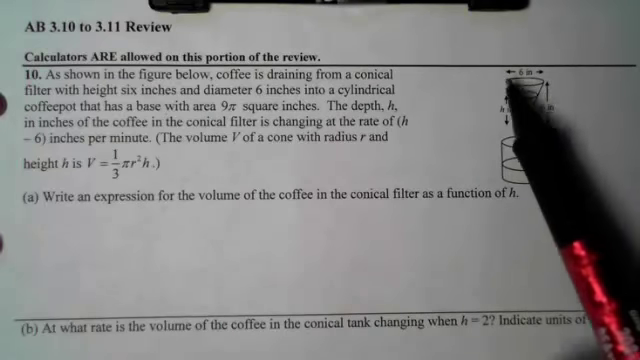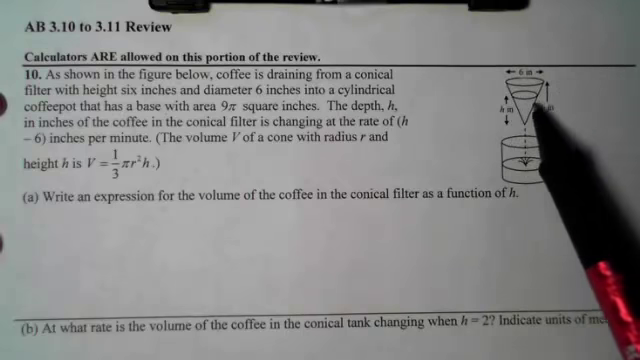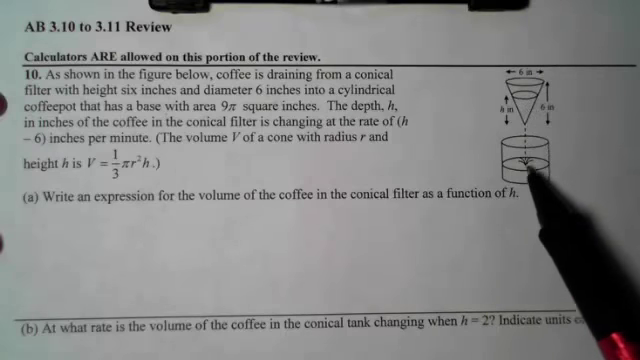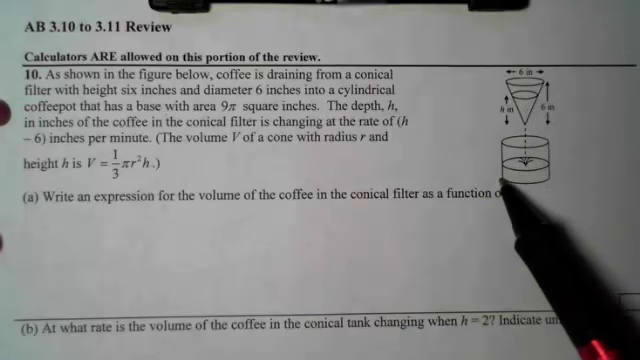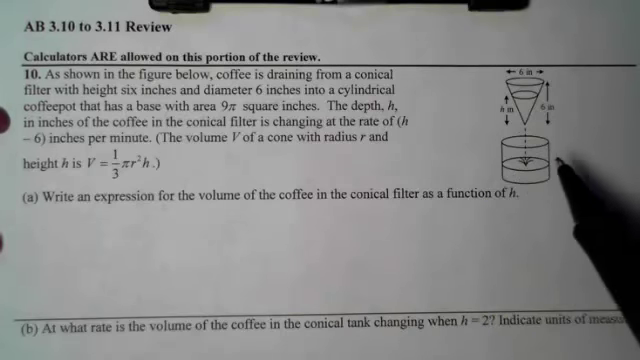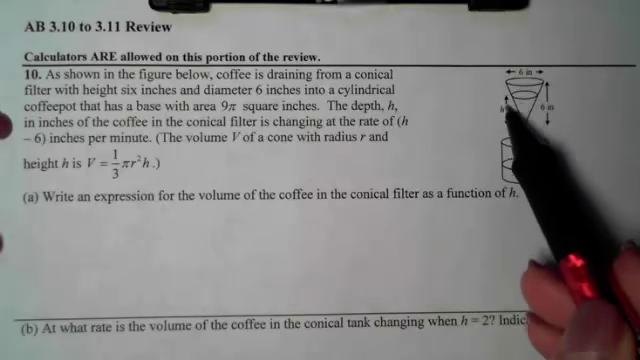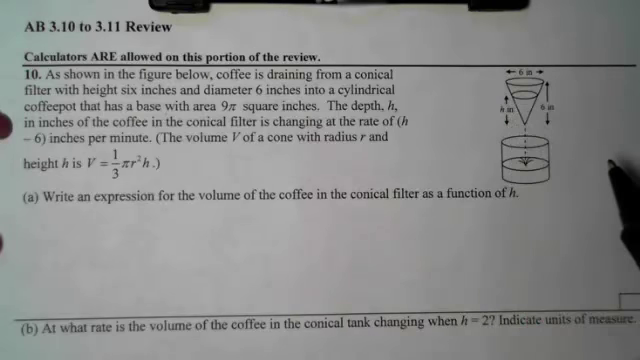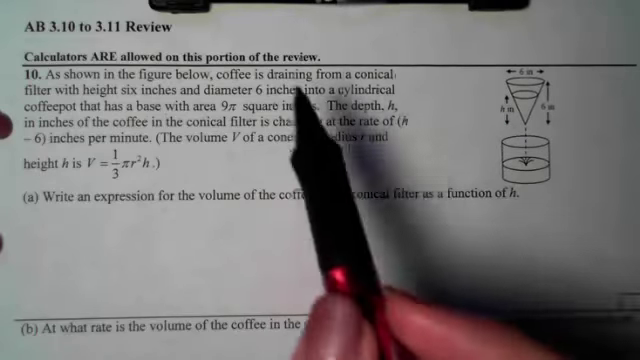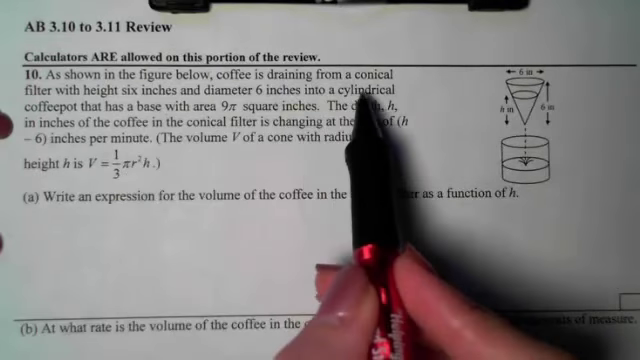height of 6 inches and a diameter of 6 inches, and it is draining coffee into a cylindrical coffee pot that has a base area of 9 pi square inches. Now the depth of the coffee in the conical filter, which is h, is changing at a rate of negative 6 inches per minute. So we just got information about dh/dt.